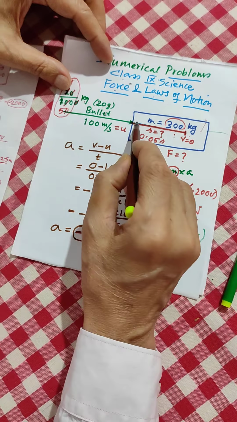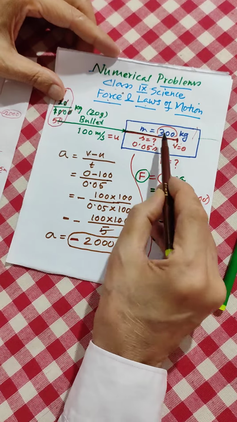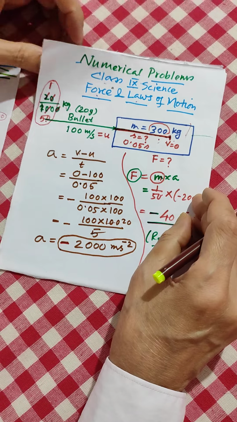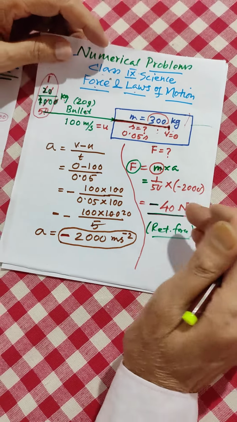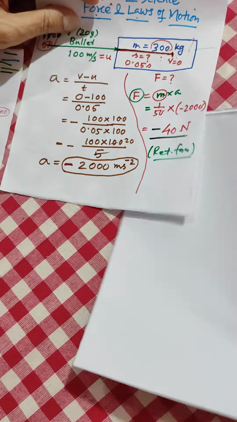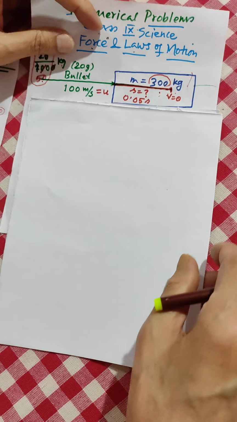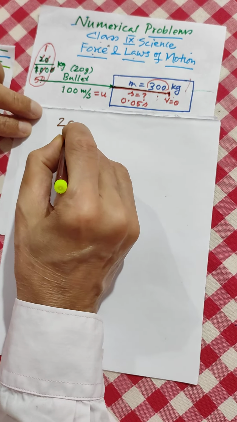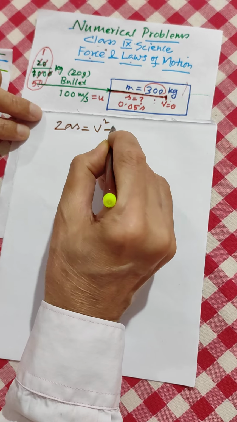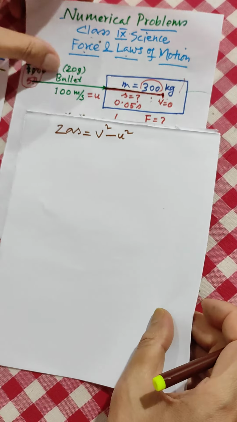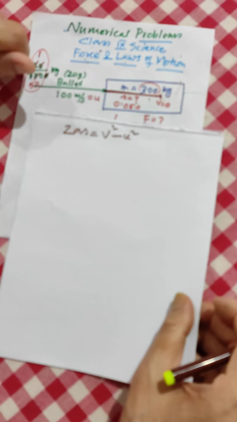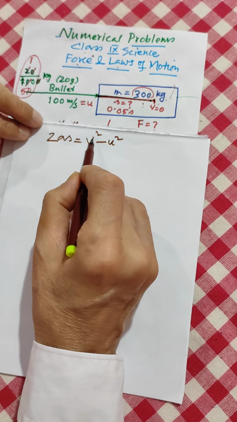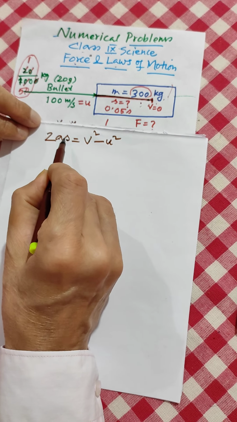Next we have to find the distance of penetration. That means how far into the block the bullet has traveled. Now for this we have to use an equation of motion. There are three equations of motion, as you know. V equal to U plus AT, then S equal to UT plus half AT square, and the third one is 2AS equal to V square minus U square. To find the distance traveled by the bullet into the block, this will be useful because U is known, V is known, A is known. The only unknown is S.